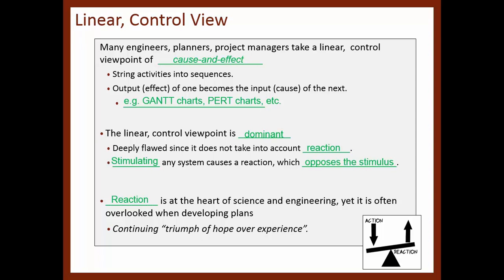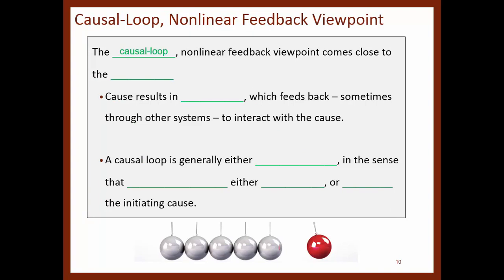So we want to set up these plans following this linear approach, this series approach. We don't allow for reaction, and that's what we are trying to account for in these diagrams that you're going to learn today. Continuing triumph of hope over experience. The causal loop nonlinear feedback viewpoint comes close to the real world. So we are trying to avoid the use of those linear or sequence diagrams. We want to see how we can model the interaction among these variables and the feedback. So it's not just going in one direction.